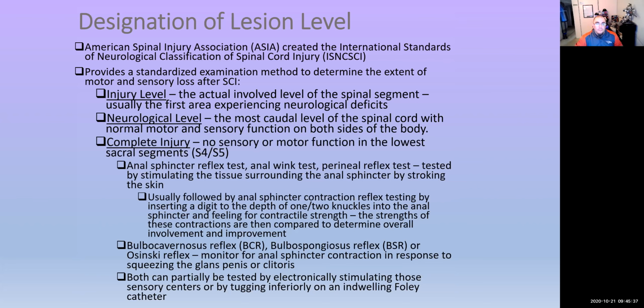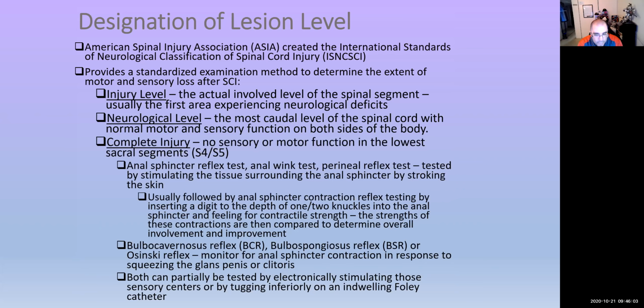So now we have traumatic versus non-traumatic. Now we have an injury level, or insult level, and a neurological level. Then we need to determine whether they are a complete or incomplete spinal cord injury. So a complete spinal cord injury is no sensory or motor function at the lowest sacral segments, meaning you have no function at S4, S5.